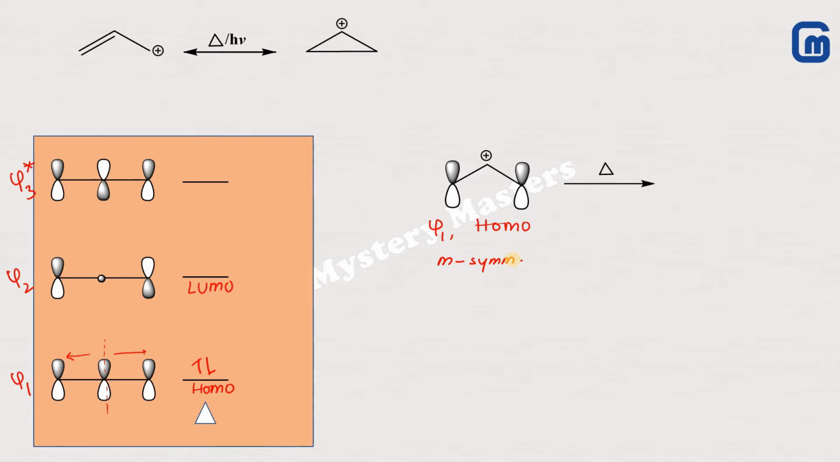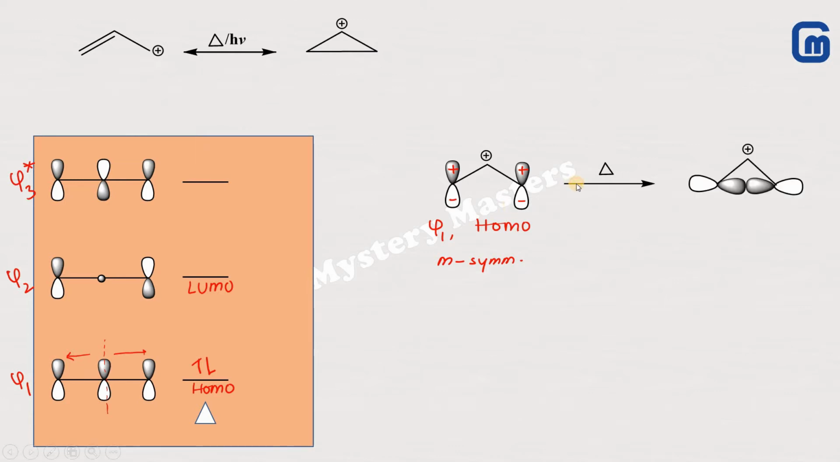So now we will see how you will get the cyclic structure. We know that same type of lobes should be interacting with each other so that the bonding orbital can be obtained. So here what will happen? The two same type of lobes should interact. That is, either positive lobes might be overlapping with each other, or maybe the negative lobes should be overlapping with each other.